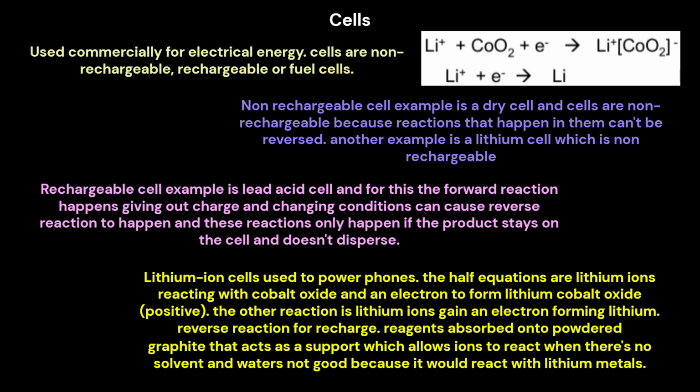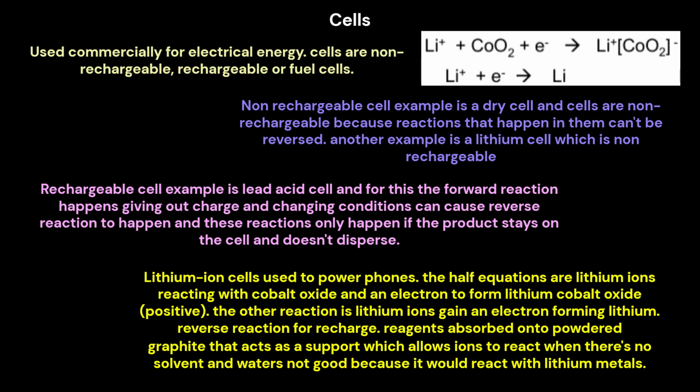Cells are used commercially for electrical energy. Cells are non-rechargeable, rechargeable, or fuel cells. A non-rechargeable cell example is a dry cell, and these cells are non-rechargeable because the reactions that happen in them can't be reversed. Another example is a lithium cell, which is non-rechargeable. A rechargeable cell example is the lead acid cell, and for this, the forward reaction happens giving out charge, and changing conditions can cause the reverse reaction to happen.